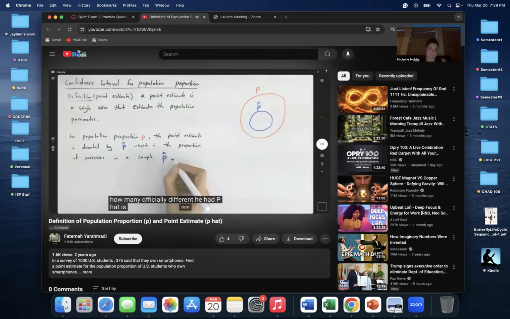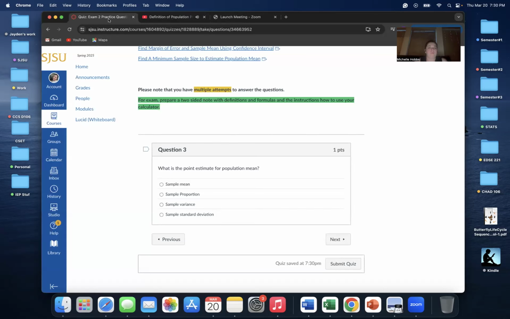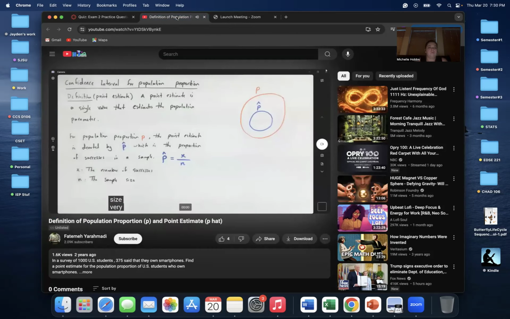P hat is defined as X over N. What is X? X is the number of successes and N is the sample size. Very good. So let us take a look at a quick example.